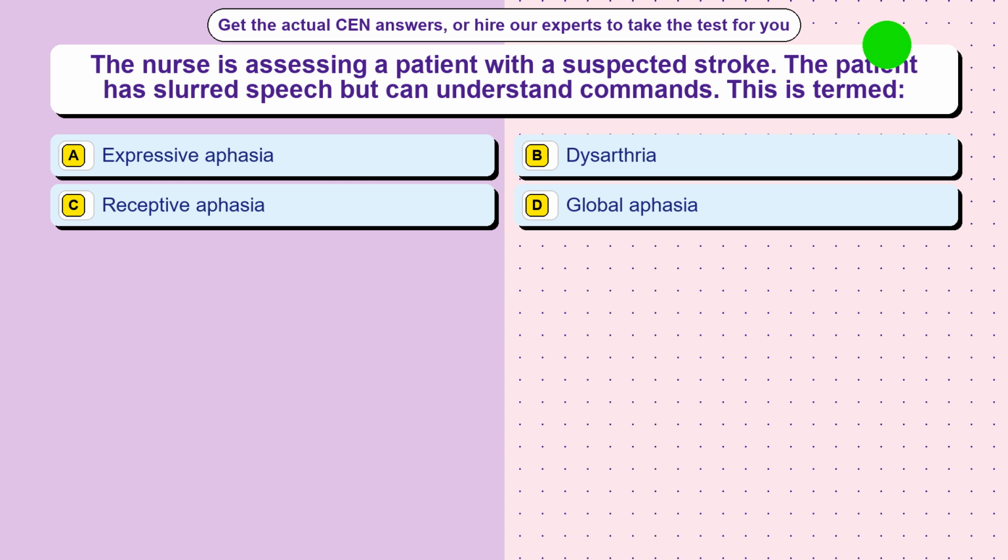Question 97. The nurse is assessing a patient with a suspected stroke. The patient has slurred speech but can understand commands. This is termed Option A, expressive aphasia. Option B, dysarthria. Option C, receptive aphasia. Option D, global aphasia.